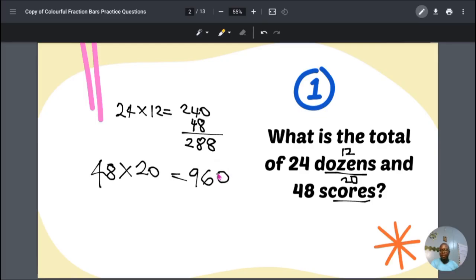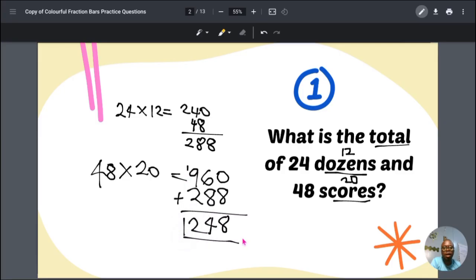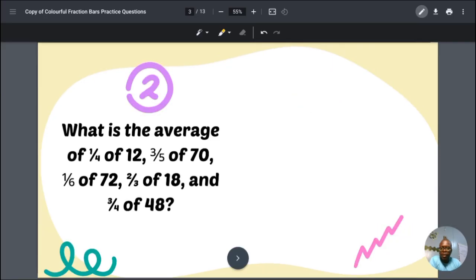Okay, so 960, and then we are asked to look for the total, which is actually the sum. So you add 960 and 288. That will give us 8 here. This is a 14. Take one to the other side, that's a 10. 10 plus this is 12. So we have 1248.